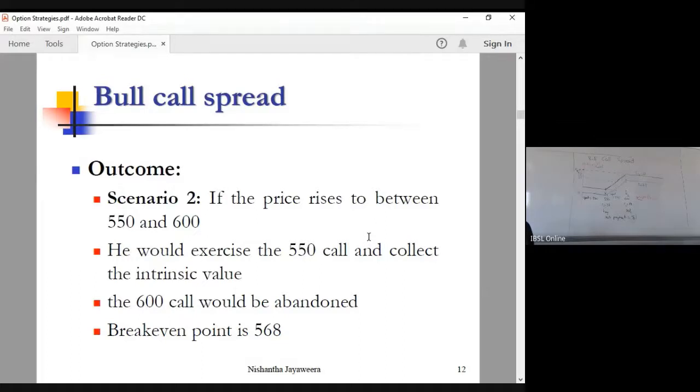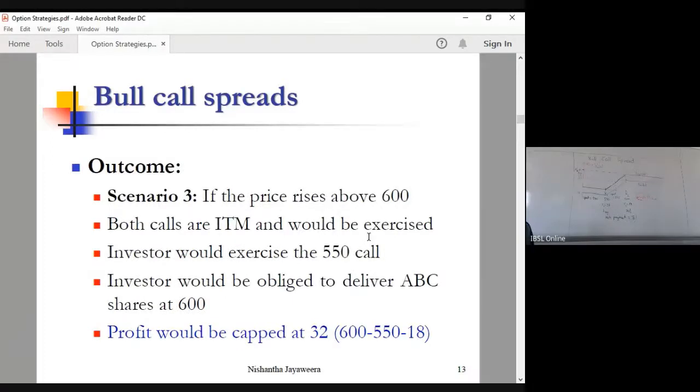So you paid 18. So at 568 it's break even, and the maximum you would get is 50 when the price is at 600. In the third scenario, when the market price is above 600, both options are in the money, and both will be exercised, and the profit is the difference between 600 minus 550, minus 18. These are the two strike prices. This is the premium that you pay.